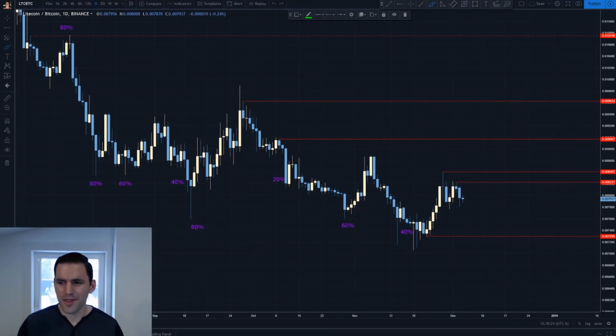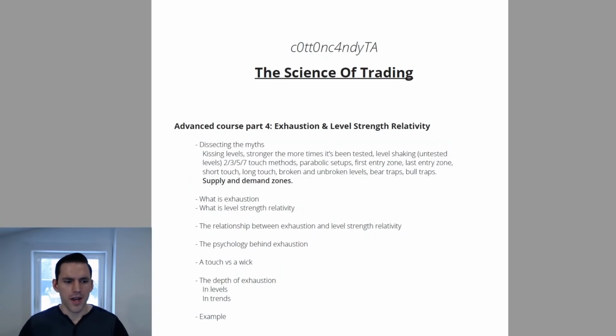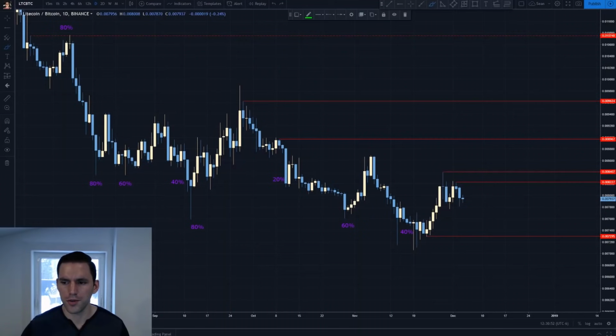So that is the bigger picture and the relationship between exhaustion and level strength relativity, and the psychology behind exhaustion, and why I call it exhaustion and level strength relativity, and basically how it happens and how it works. The takeaway is that every time a level is touched, it gets weaker, and you guys can see that on the chart. It doesn't get stronger. There's a misconception there, and I'm going to show you guys another chart to show you where the misconception happens.